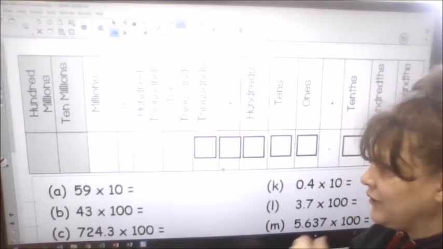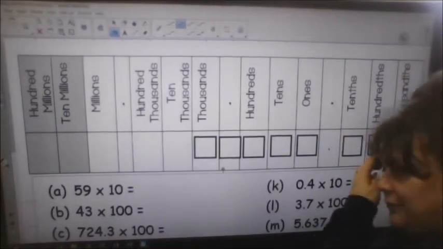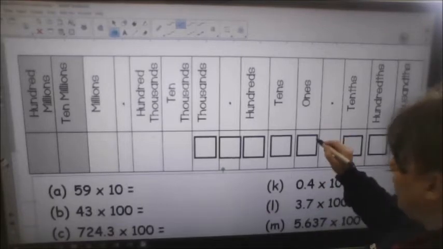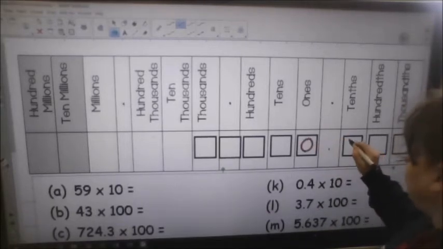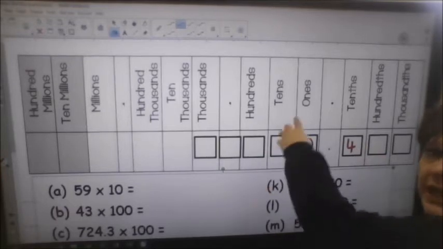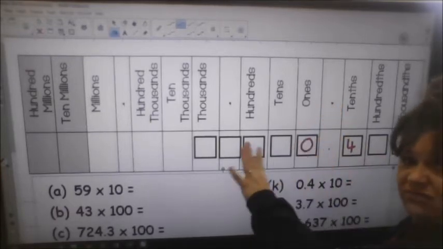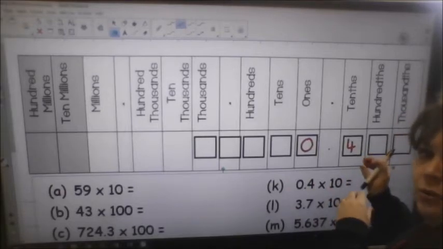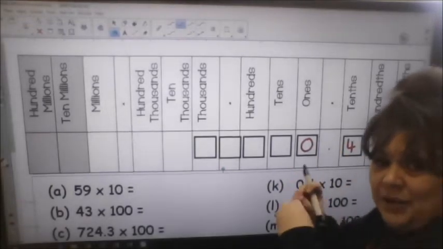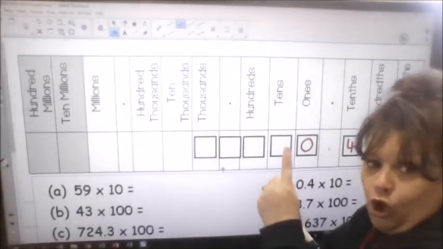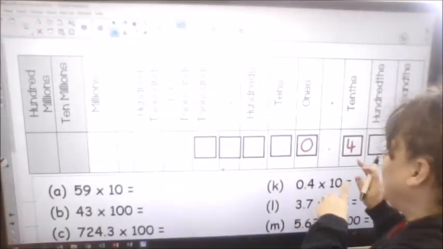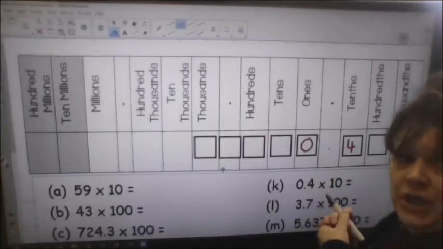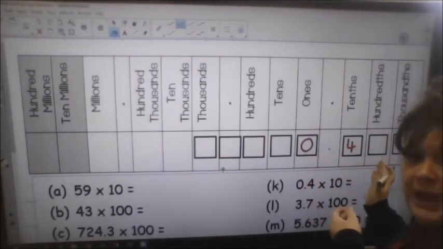Okay. So let's have a little look at 0.4 times 10. I've got 0.4, and that tells me I've got no ones, but I've got 4/10. So I've got 4 parts, heading up to getting one whole one, but I'm not there yet. So 0.4, if we were thinking about money, could be no pounds, 40 pence.